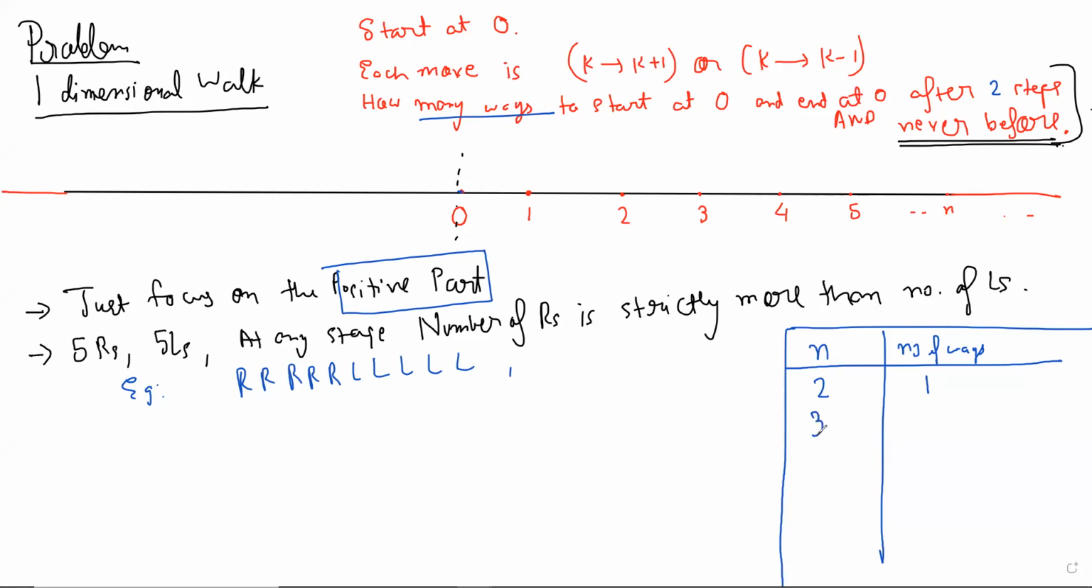Now, what about n equal to 3? n equal to 3 is not possible. You will need an even number, right? Exactly. Odd is not possible.